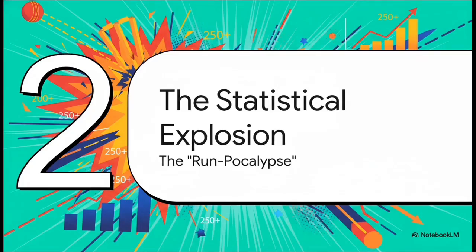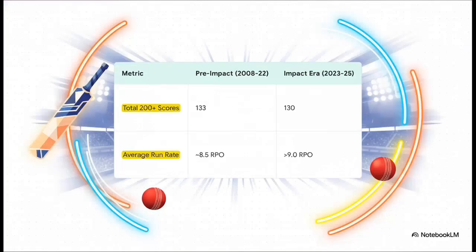This table right here just says it all. You look at the pre-impact era, and the average run rate was pretty healthy, 8.5. But since 2023, it's shot up to over 9, sometimes even hitting 9.6. That is a gigantic leap in T20 cricket. And those 200-plus scores, we have talked about it. But seeing it here side by side, 133 in 15 years versus 130 in just 3, the game has just become an absolute run fest.